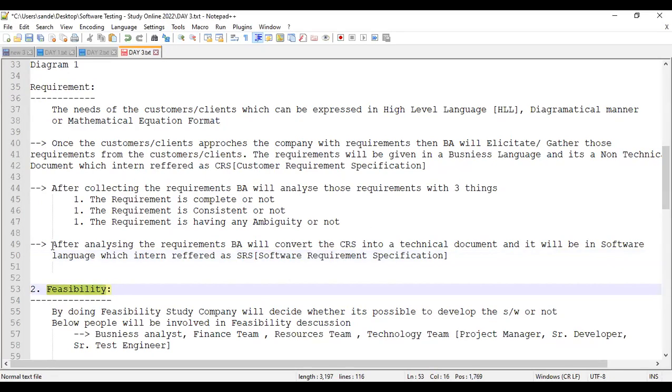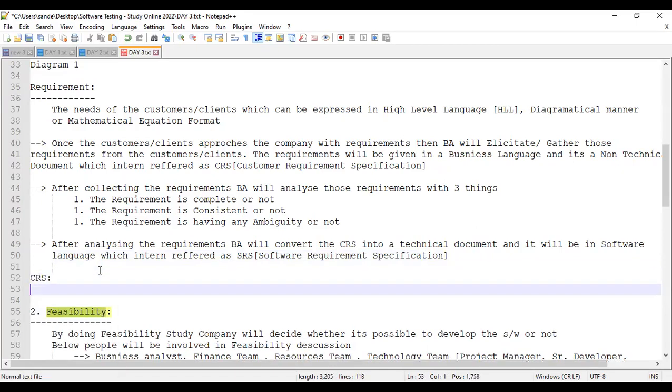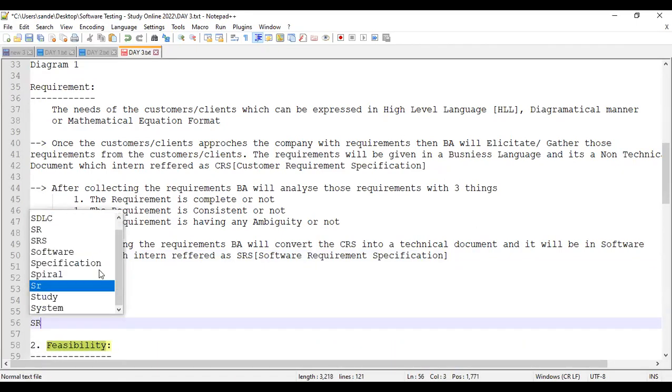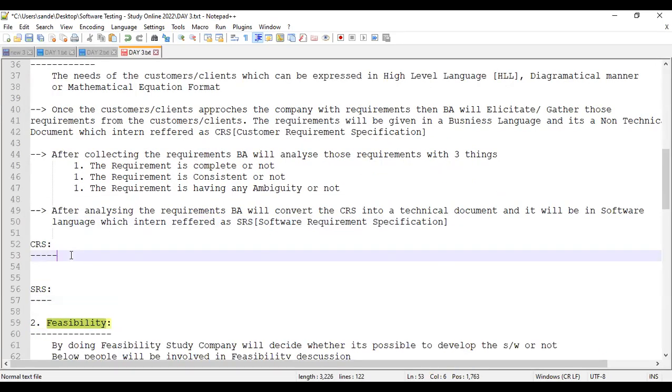Please observe properly. After analyzing the requirement, the BA will convert the CRS into a technical document, and it will be in software language, which in turn is referred to as SRS. Is that fine? SRS means what? Software requirement specification. Now tell me a short definition for CRS and a short definition for SRS. That's it. Afterwards, we will conclude the session.